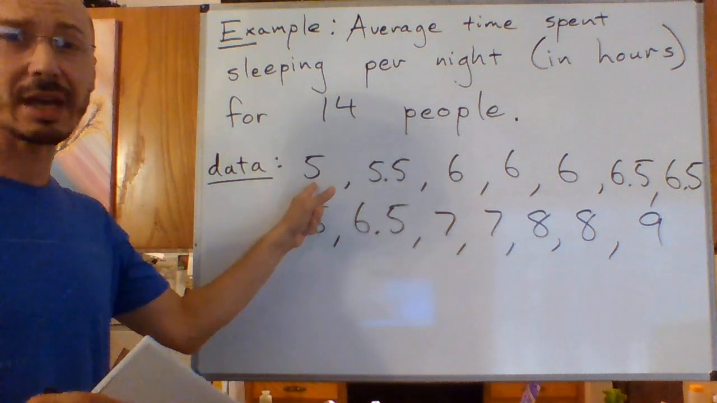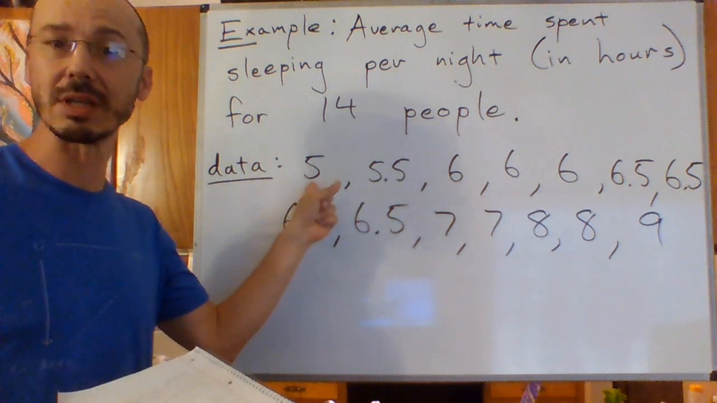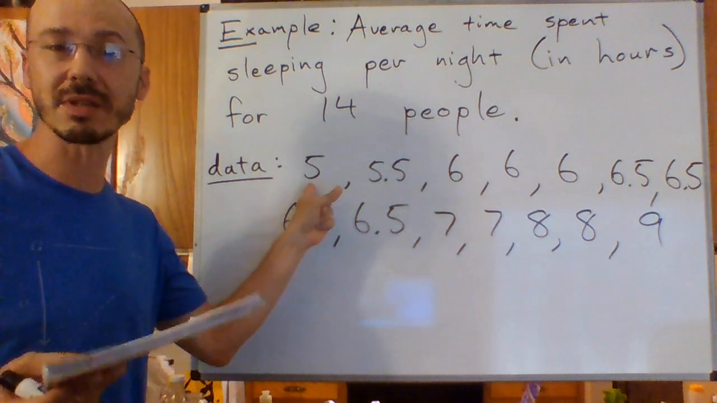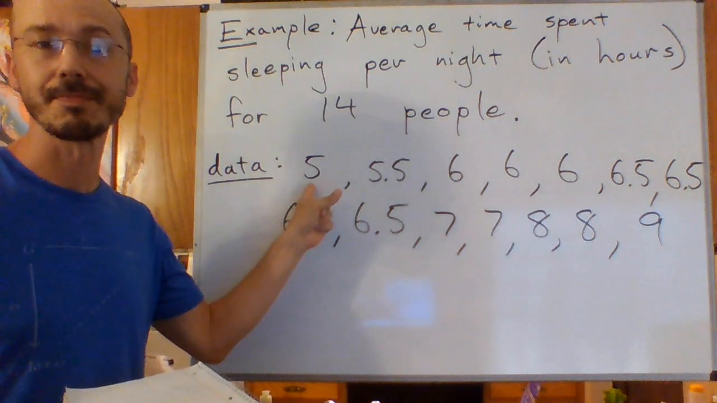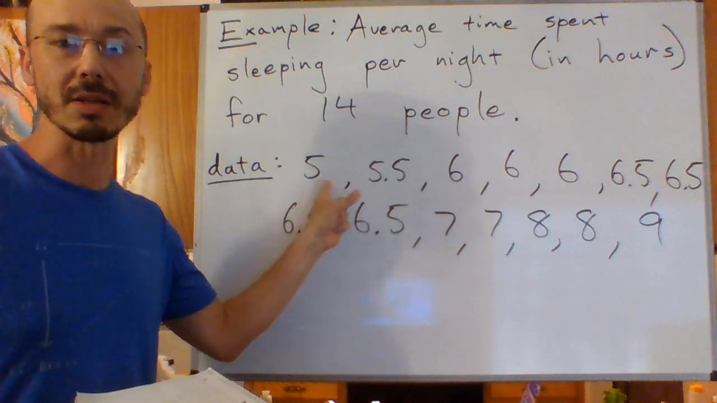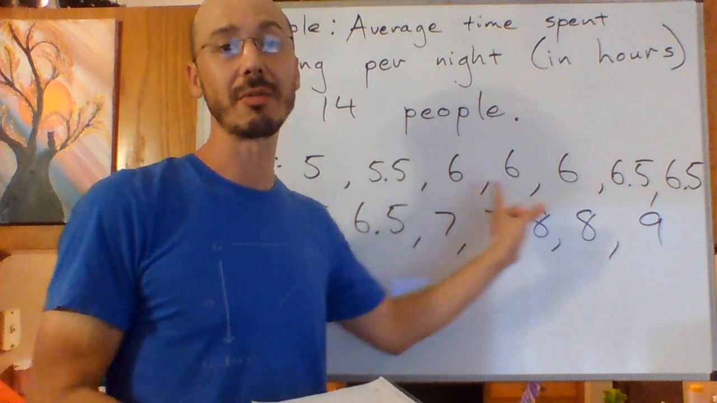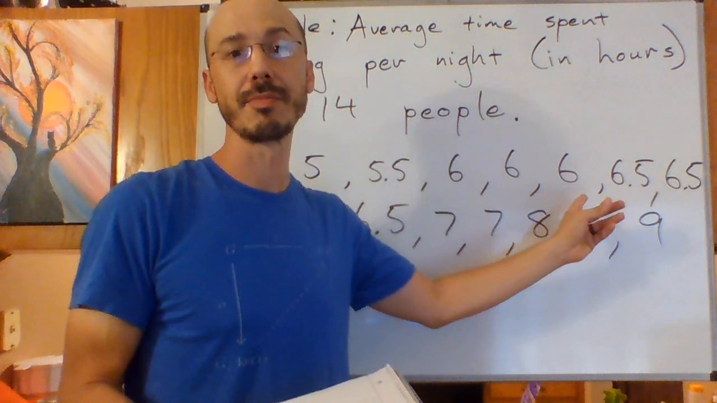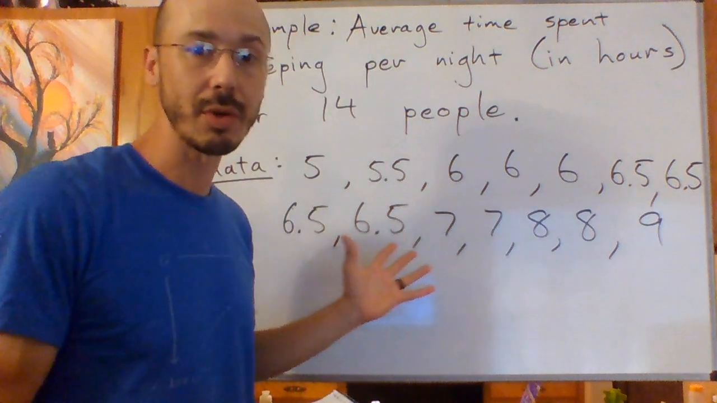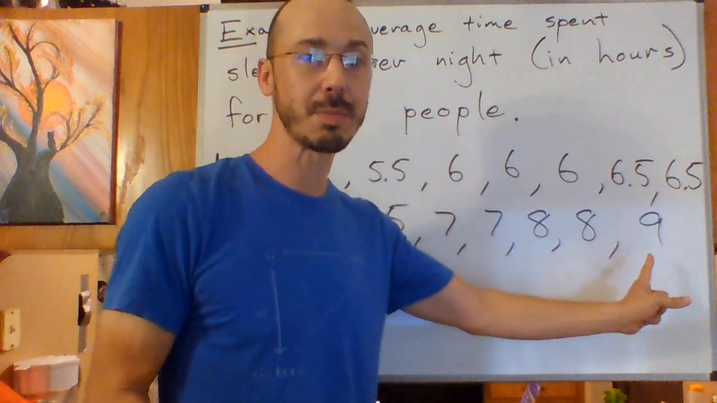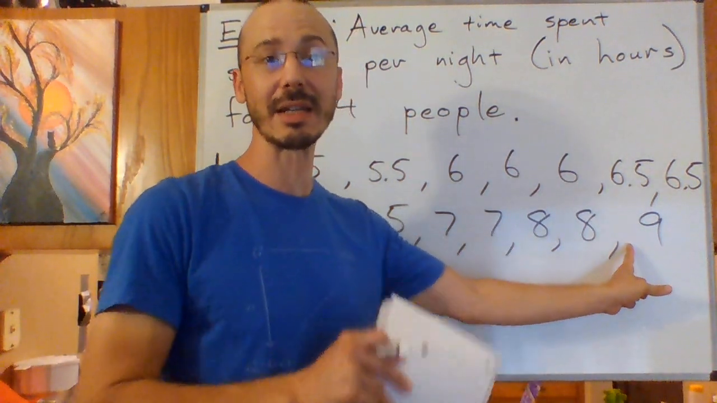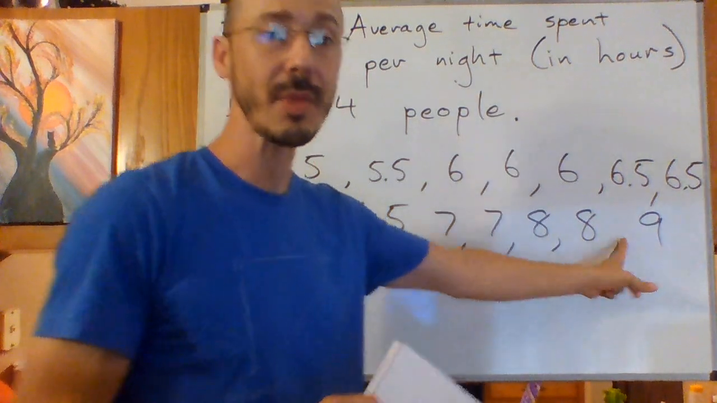So somebody had an average of 5 hours of sleep per night. Somebody had an average of 5.5. 3 people had an average of 6 hours of sleep, and so on through the whole list of numbers. This person had an average of 9 hours per night, which is quite a lot.